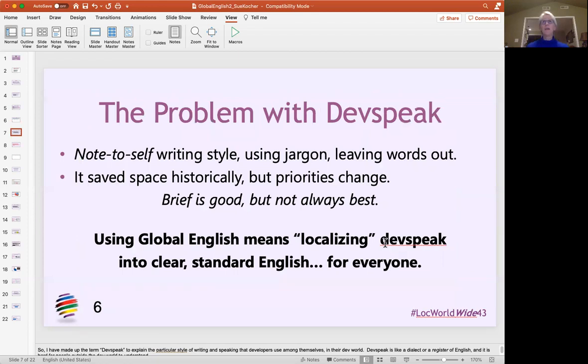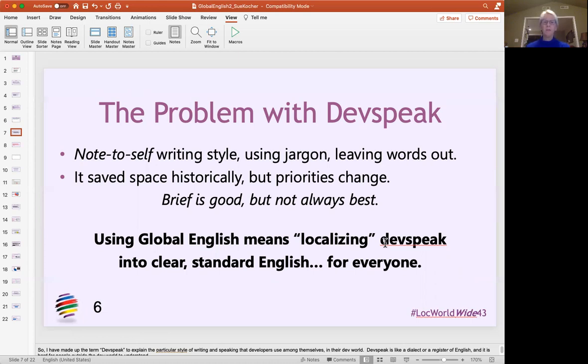I made up this term devspeak to explain the particular style of writing and speaking that developers use among themselves in their dev world. Devspeak is kind of like a dialect or a register of English, a bit like a Creole, and it's hard for people outside the dev world to understand. They tend to leave words out, they leave out articles, and they also repurpose words, using verbs as nouns, nouns as verbs, things like that.